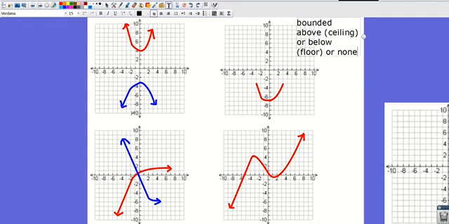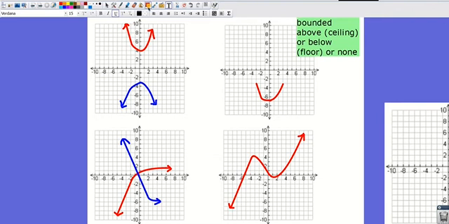Okay, so we're talking about this concept of bounded above or bounded below, which is very easy, and it has to do with is there a ceiling or is there a floor to the problem? Okay, so let's say we are looking at this problem here. Let's say the red was its own separate problem without the blue. So now you're asking yourself, is there a ceiling or a floor here?